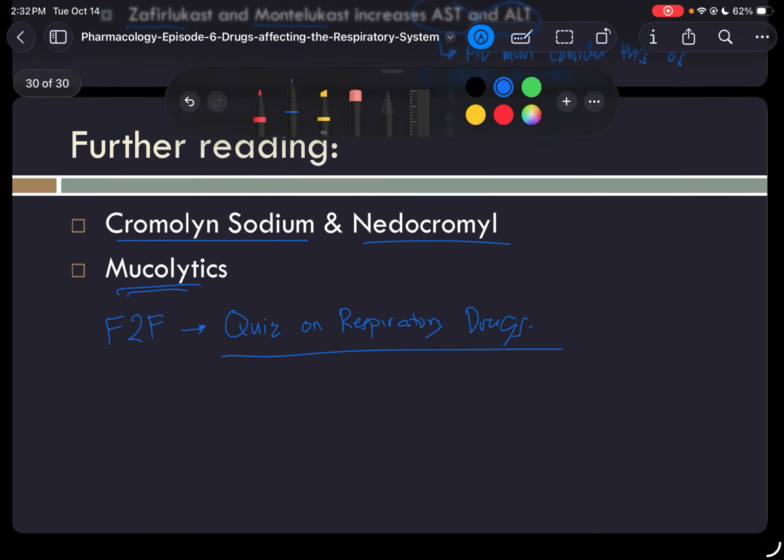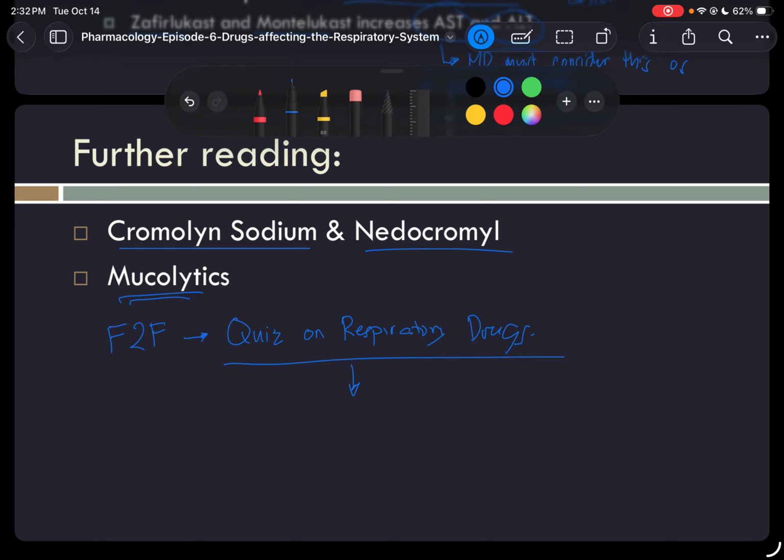Quiz on respiratory drugs. And then after that, immediately after the quiz, we will have our drugs affecting the autonomic nervous system. Ayan, no? So, that is what's gonna happen once we go back to face.